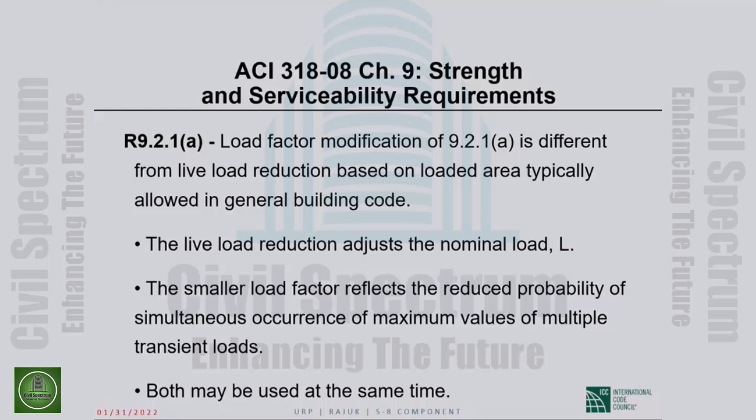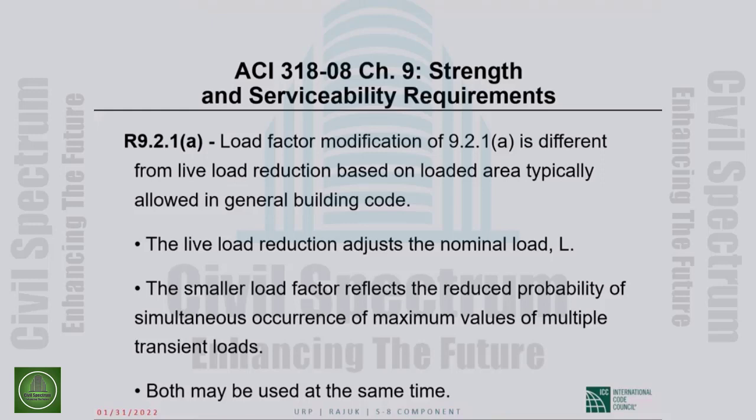ACI 318, some editions ago, decided to add commentary, and I want to bring that to your attention. Load factor modification is different from live load reduction. So the 0.5 factor on the live load is different from live load reduction, which is based on loaded area, and live load reduction is typically allowed in design. The live load reduction applies to the nominal load L, and the smaller load factor reflects something else.